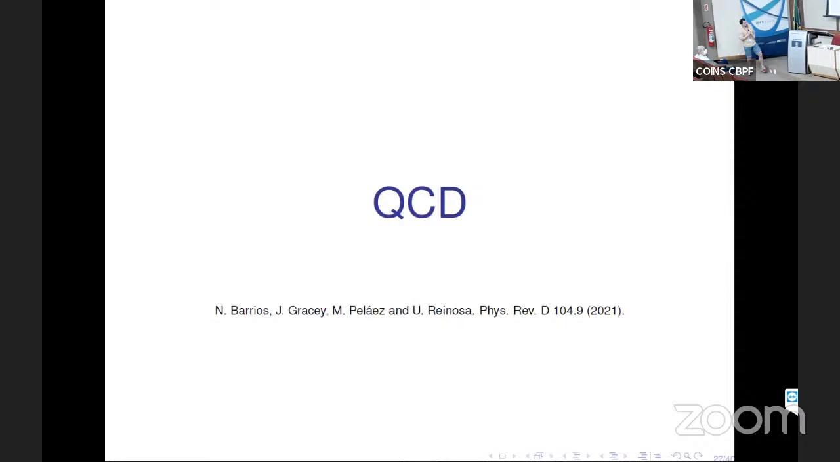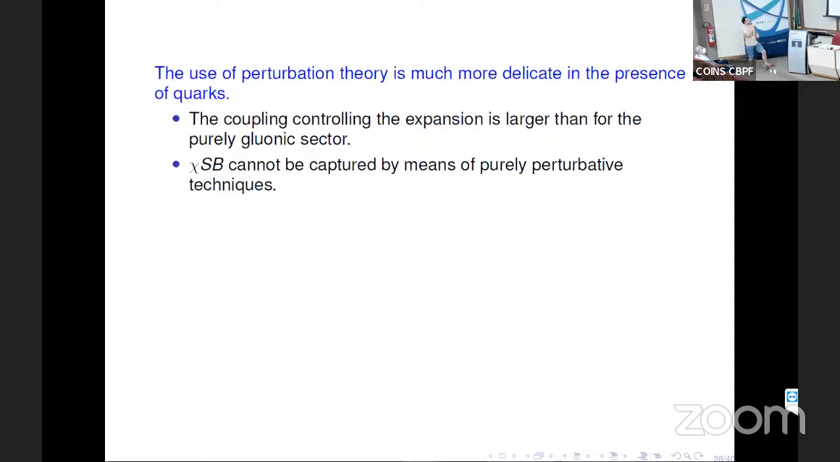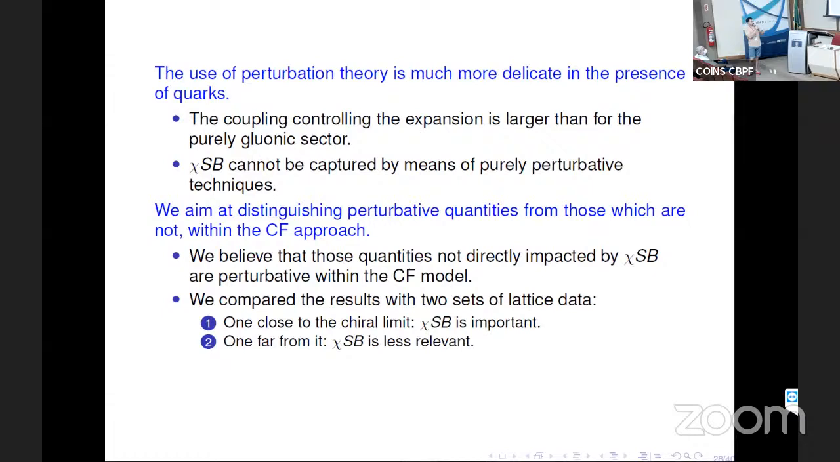Now I will end with the QCD propagators. And we have to be careful here because the use of perturbation theory with quarks is much more delicate than in the pure gauge sector. The idea is that the coupling controlling the expansion is larger in this case. And in addition, we know that the spontaneous breaking of chiral symmetry cannot be captured by using a purely perturbative approach. So with this work, we aim at distinguishing perturbative quantities from those which are not.